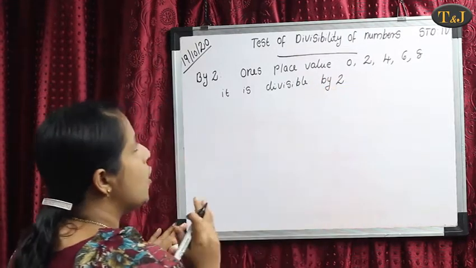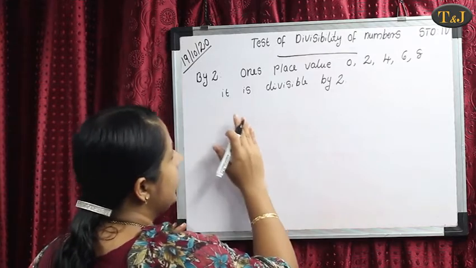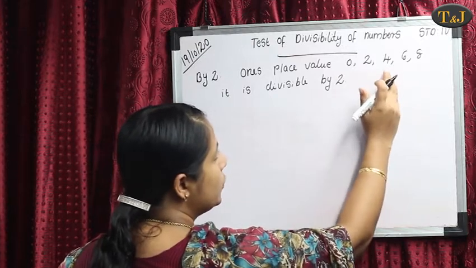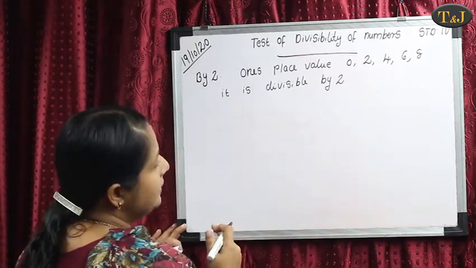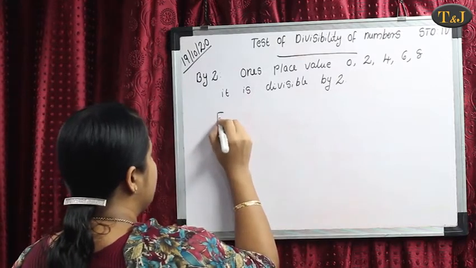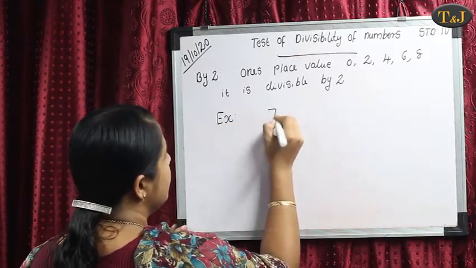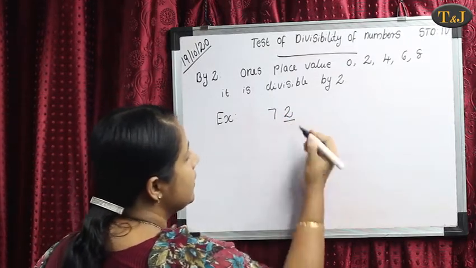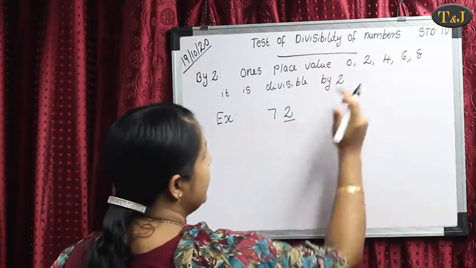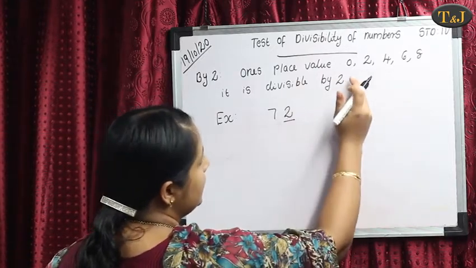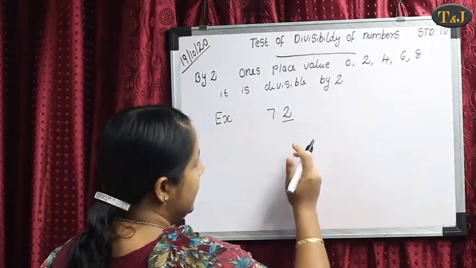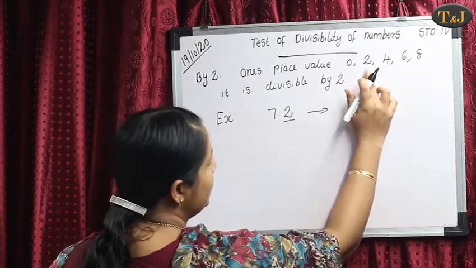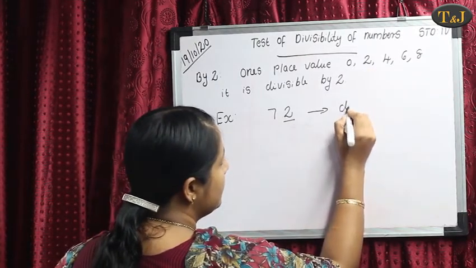Our first condition: how can we check the divisibility by 2? In that case, we look at the ones place value. If it is one of these numbers, 0, 2, 4, 6, 8, the number is divisible by 2. For example, consider the number 72. Which is the ones place value? Yes, 2 is the ones place value. That is included in this condition, so 72 is divisible by 2.